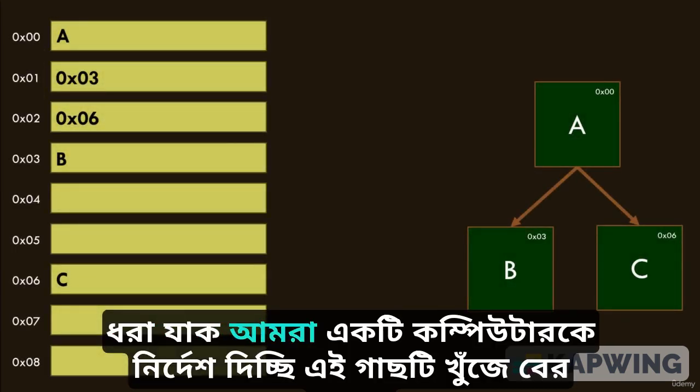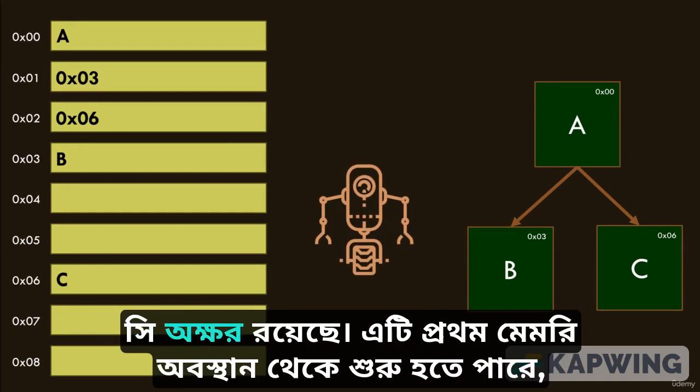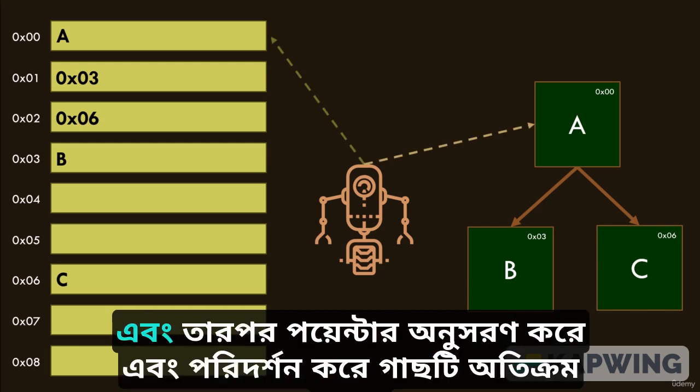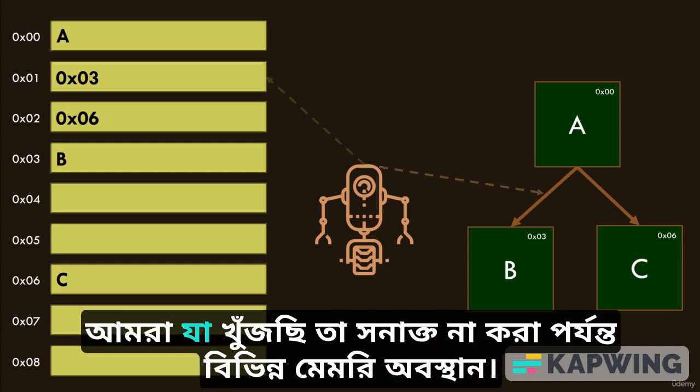Let's suppose we're instructing a computer to find out if this tree contains the letter C. It might start at the first memory location, the root of the tree. Check, and nothing there. And then traverse the tree by following the pointers and visiting different memory locations until it locates what we're searching for.